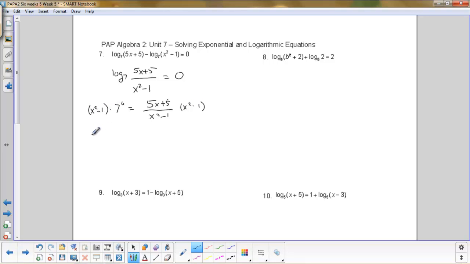Now I get x squared minus 1 equals 5x plus 5. Moving these two values to the left side of the equation, I get a factorable trinomial, which becomes x minus 6, x plus 1. My two possible solutions are x equals 6 and x equals negative 1. In this problem, 6 is the only solution.